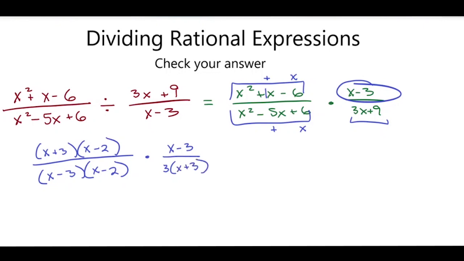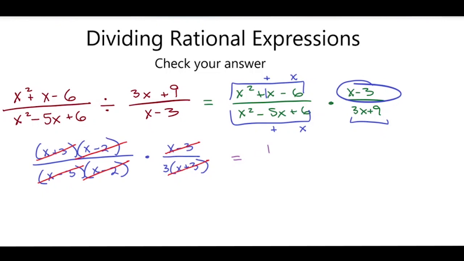Now, if you remember anything about cross-canceling, I can look at the top of the first fraction and the bottom of the second fraction, and I see that there is an x plus 3, and I can cancel that with this x plus 3 because one is on the top and one is on the bottom. I also see that I have an x minus 3 on the bottom of this fraction and an x minus 3 on the top of this fraction. I also see that there is an x minus 2 on the top and an x minus 2 on the bottom of this fraction.